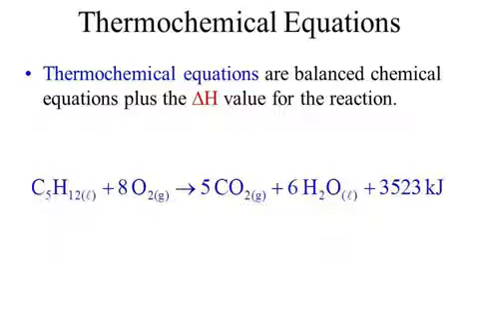Another way to solve for heat is to use a thermochemical equation. In this method, you will be given an equation and a heat value associated with that particular reaction. Here you can see you've got C5H12, 8 moles of oxygen yielding 5 moles of carbon dioxide, 6 moles of water, and 3,523 kilojoules of heat energy. So when this fuel burns, that's the amount of heat that is released as a product.